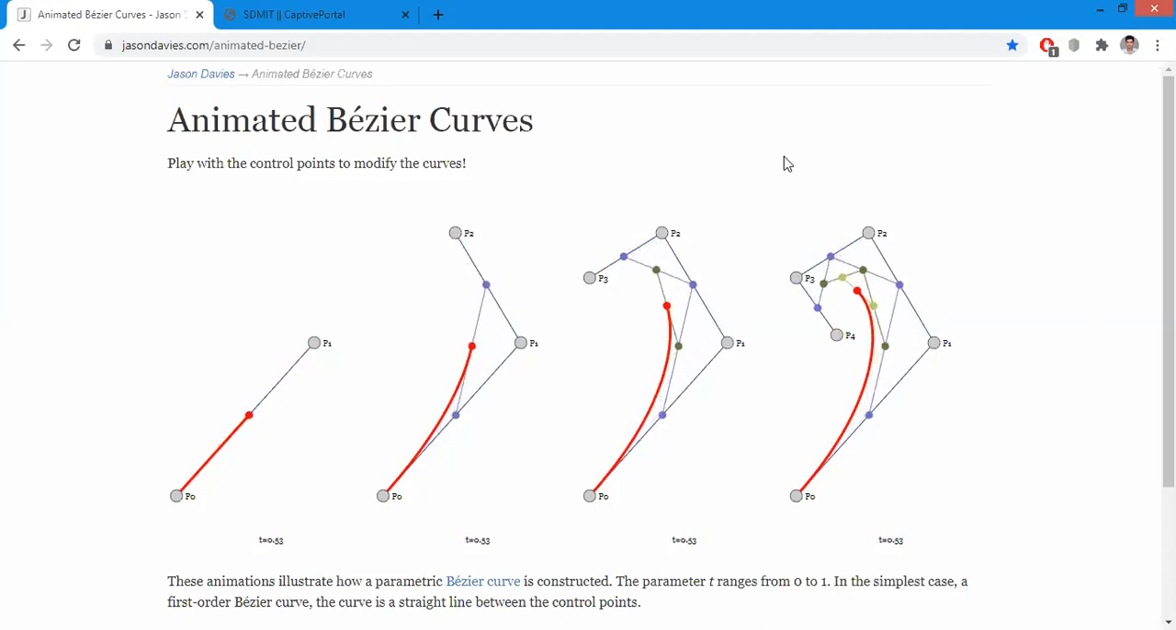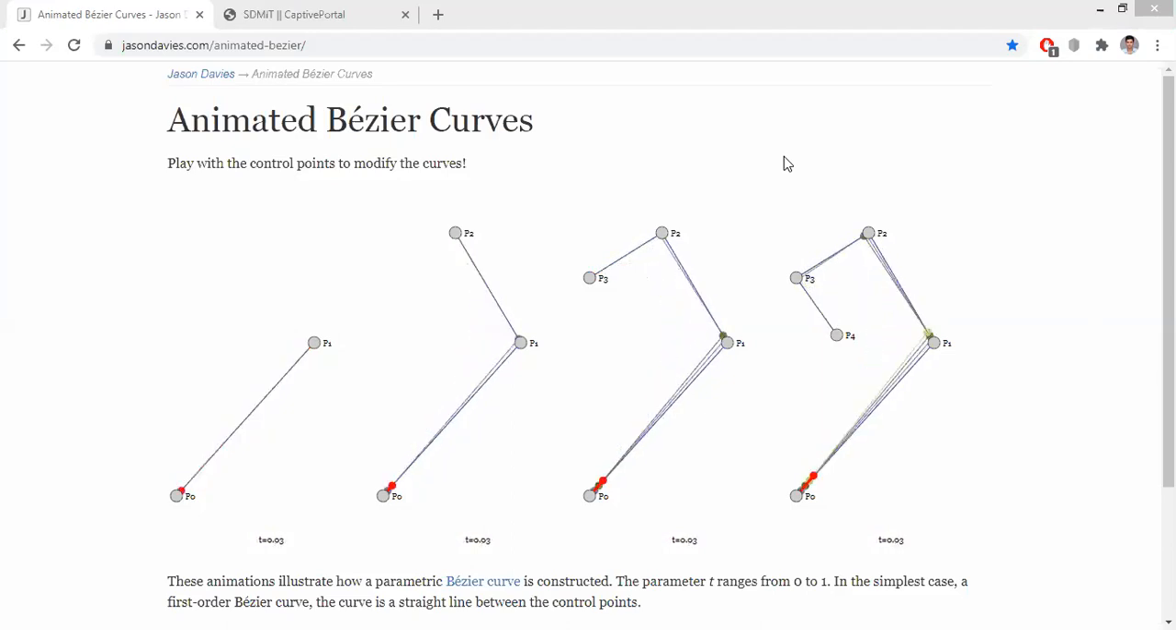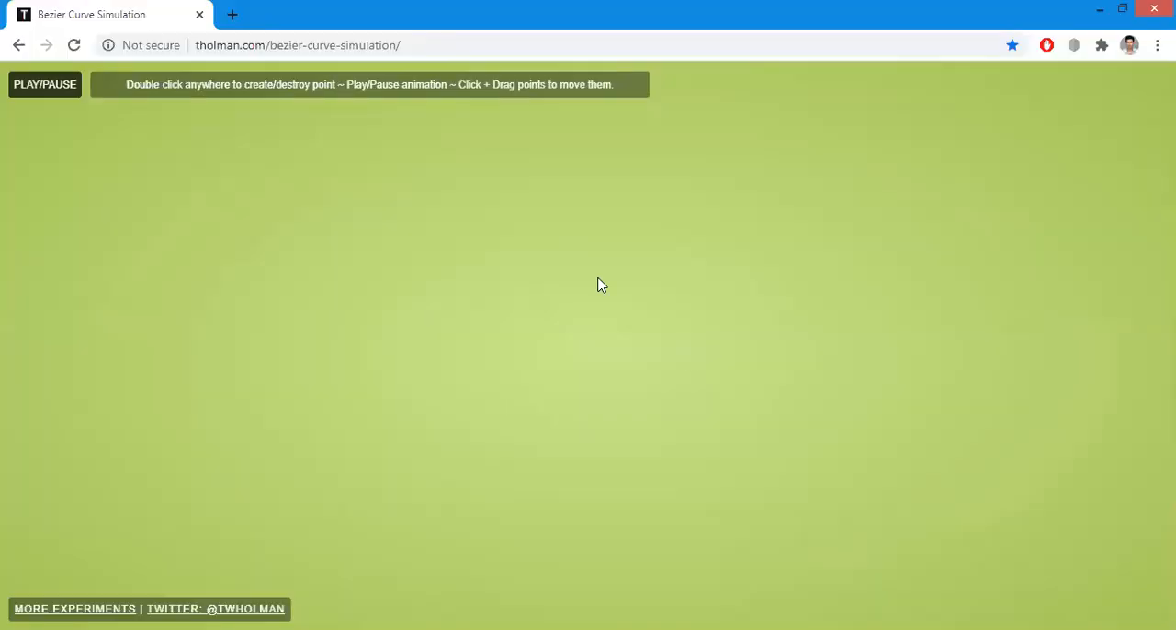Now I am going to share how to animate this, how to do the animation using simulation. Now I am going to share the simulation screen. Now let me show you how I can do the Bezier curve simulation.